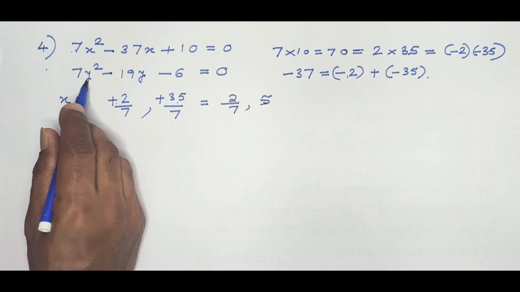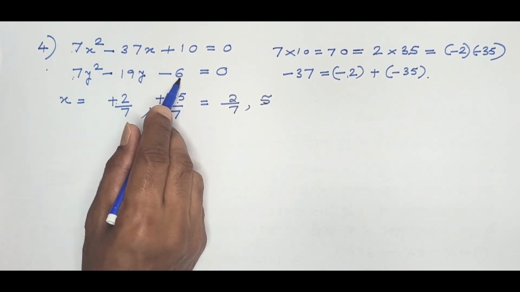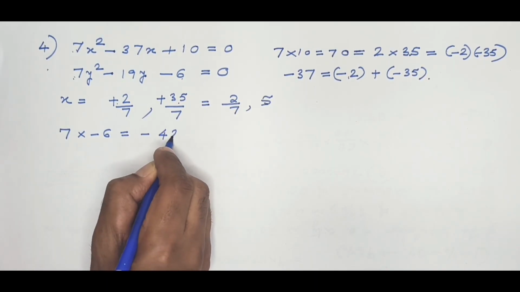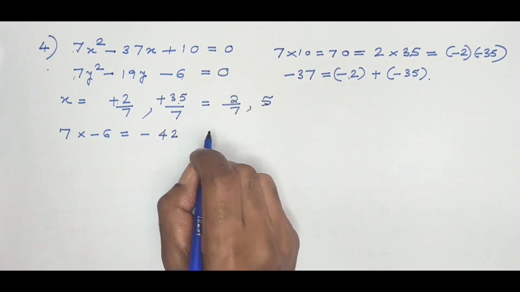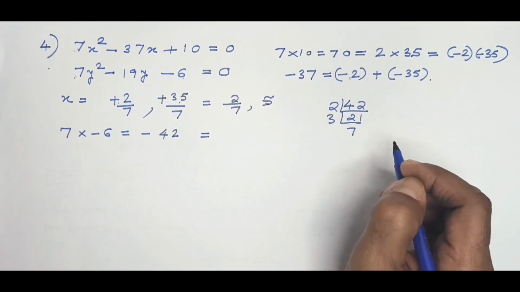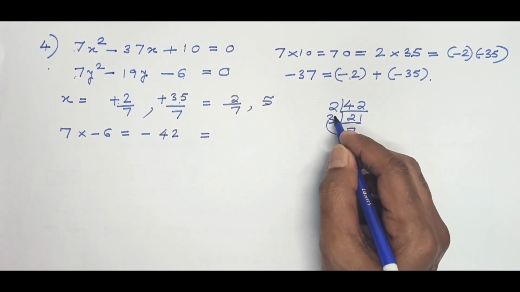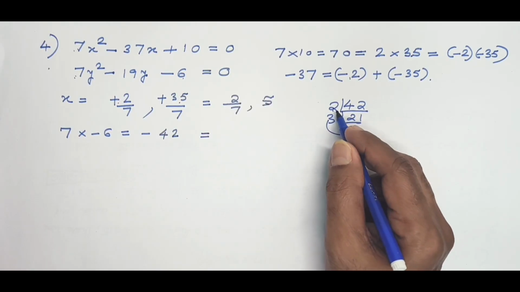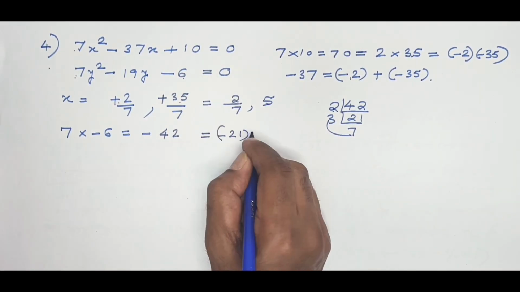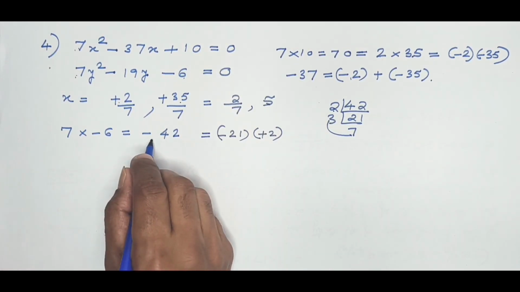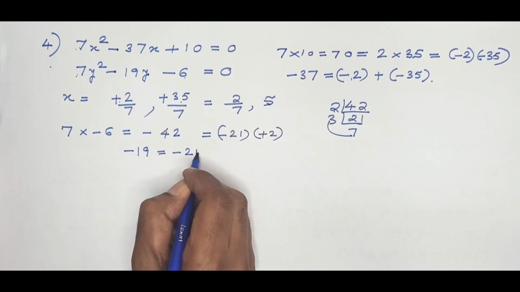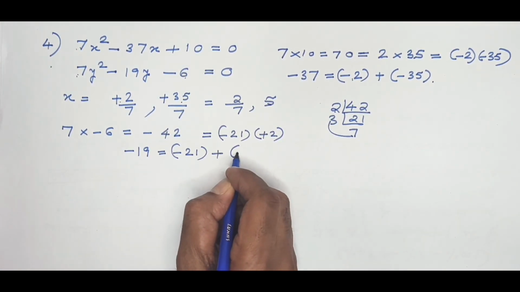Now take the next equation. Like we did, multiply these two, 7 and minus 6, which is minus 42. See, minus 42, divide it like this: 21, 2. 21 minus 2 is 19. Let me write it like this: minus 21 plus 2. We'll be getting minus 42. And minus 19, which is the middle term, equals minus 21 plus 2.